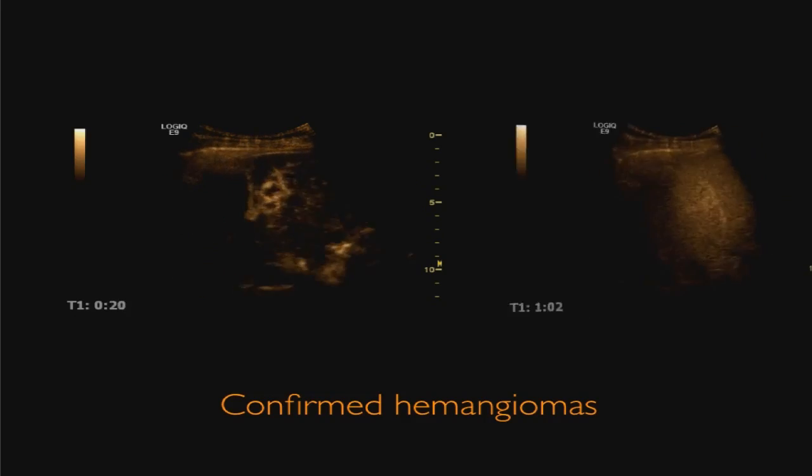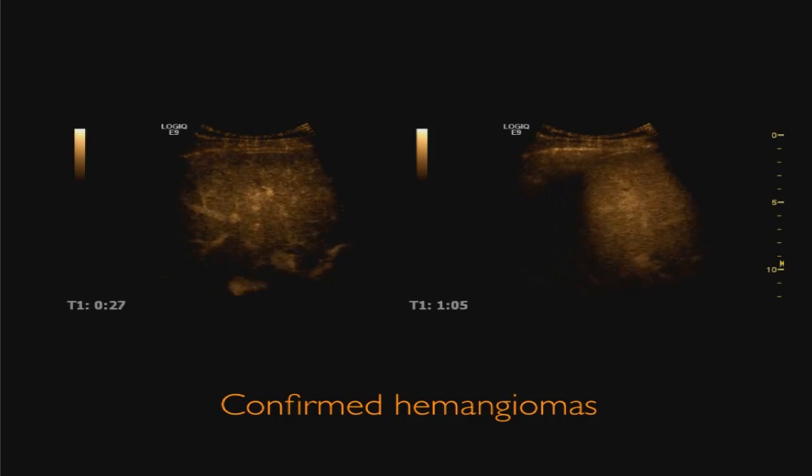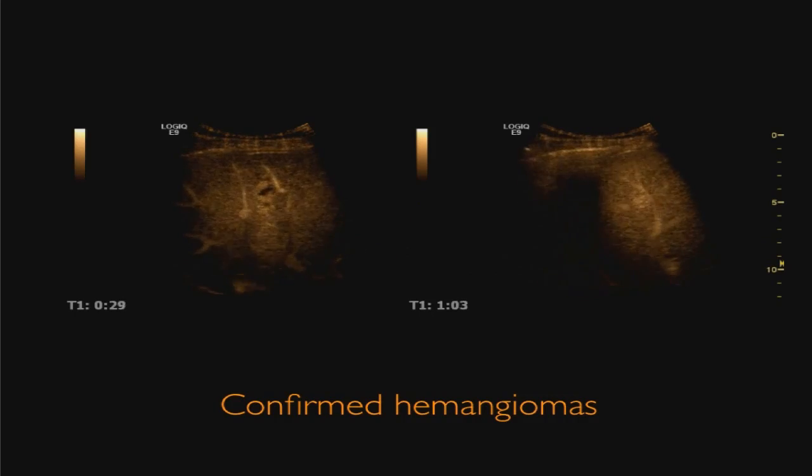And when we look a little bit later, after 1 minute, we can see that the hemangiomas are nearly completely filled. So this is a criterion that we know from all other imaging modalities as well.